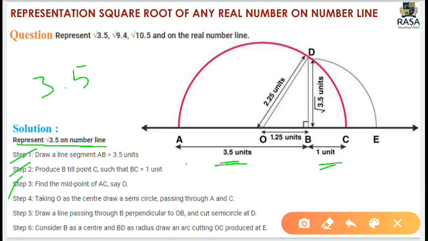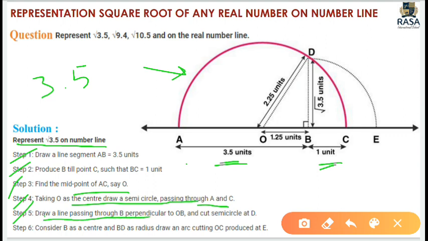Now, as we have found the midpoint O, take O as center, and draw the semicircle passing through the points A and C. So this semicircle which is drawn over here passes through A as well as C, taking O as center. It has been indicated over here with a pink line, the semicircle.